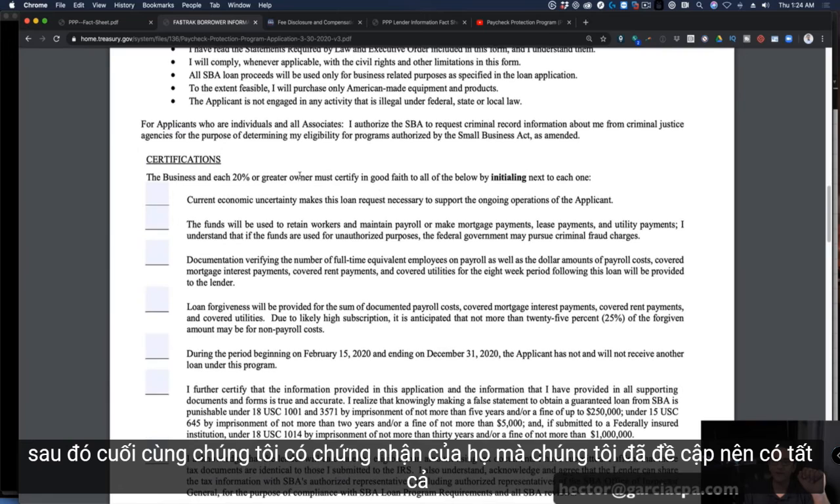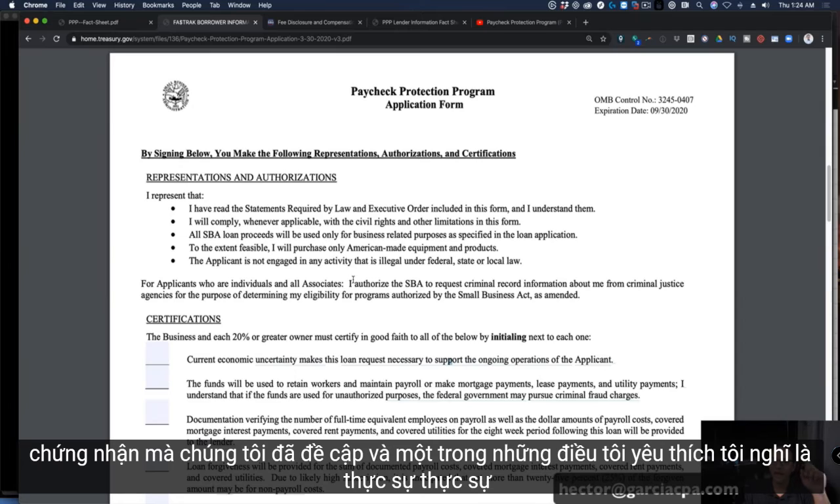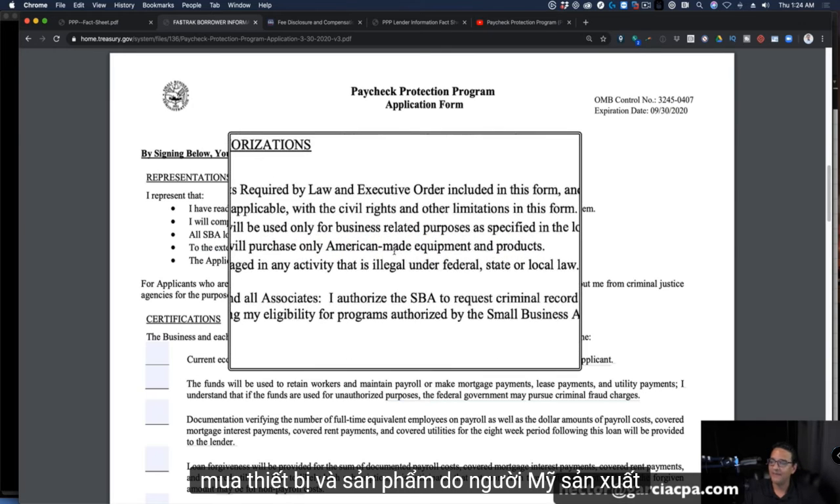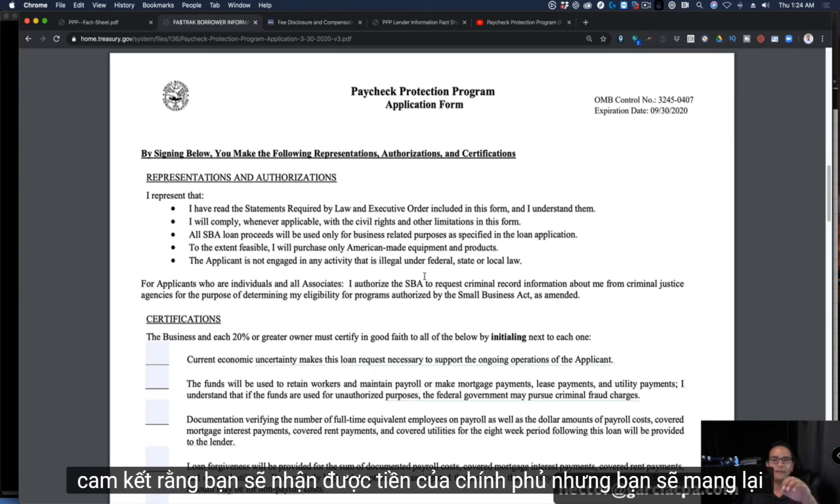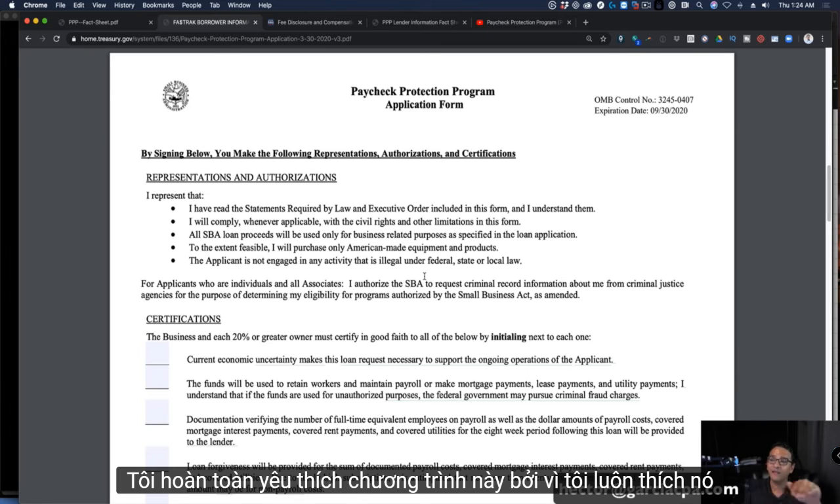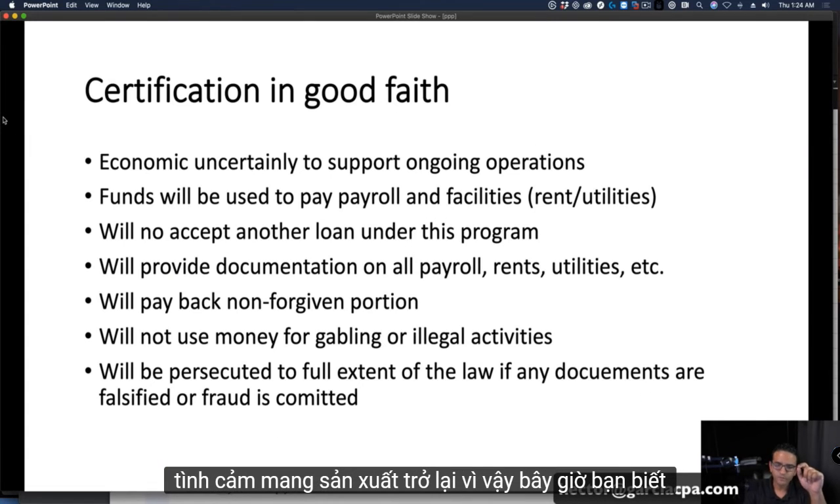And then lastly, we have the certifications that we mentioned. And one that I think is really awesome is this one right here: to the extent that is feasible, I will purchase American-made equipment and products. I am passionate about manufacturing and American production, so I love the fact that they added that commitment that you're getting government money, but you're going to bring manufacturing back to America. I absolutely love that. One of the reasons I'm in love with this program is that I've always been into bringing manufacturing back. Anyway, so now you know what it looks like.